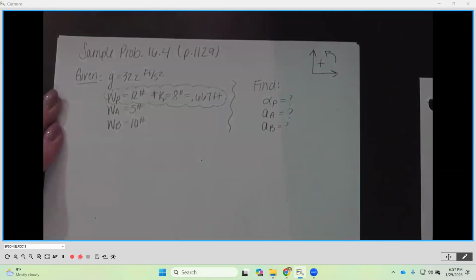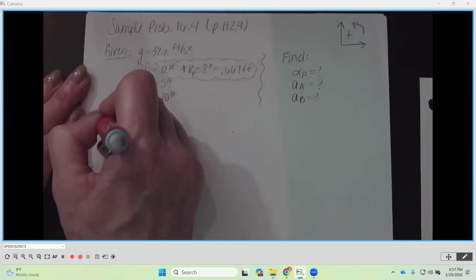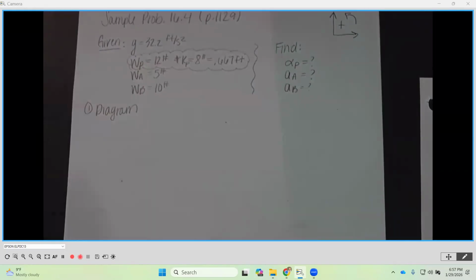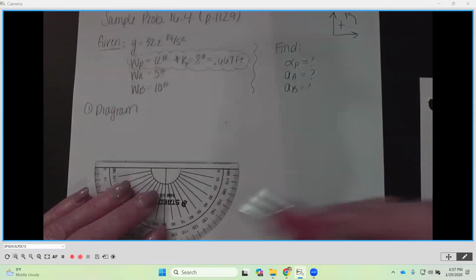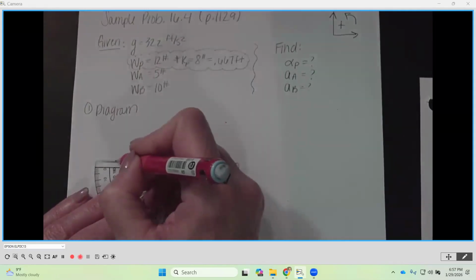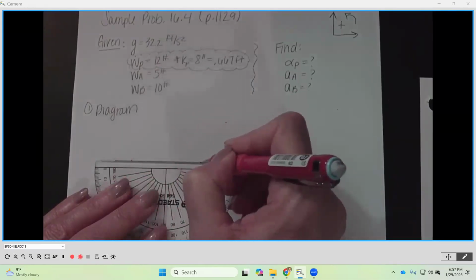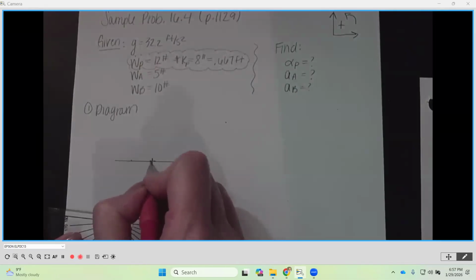So the first thing we're going to do is draw our diagrams. Number one is going to be our diagram. Now, I'm not going to draw these as circles. What I'm going to do is draw them as lines on the radius, so you'll see. I'm going to start over here. This is going to be B over to A. And then off center.